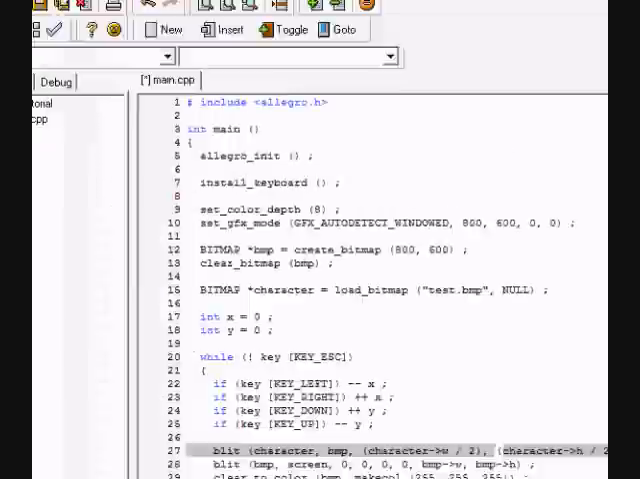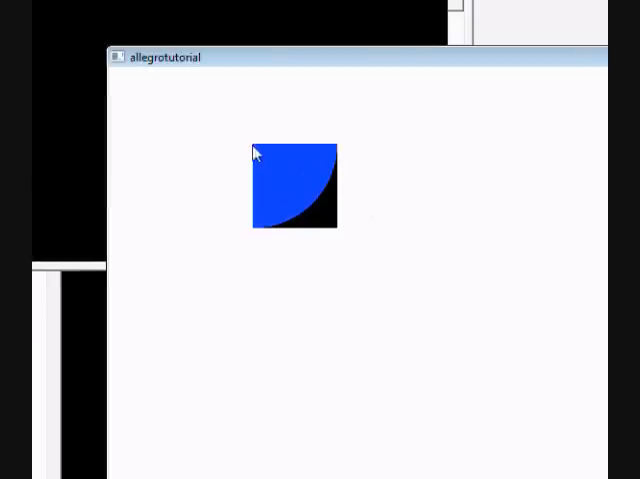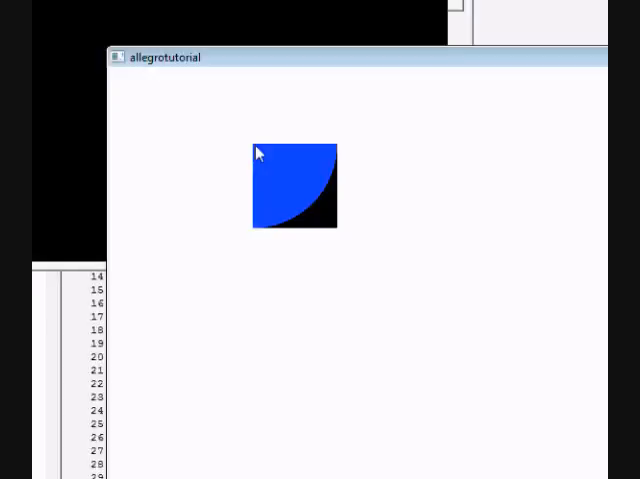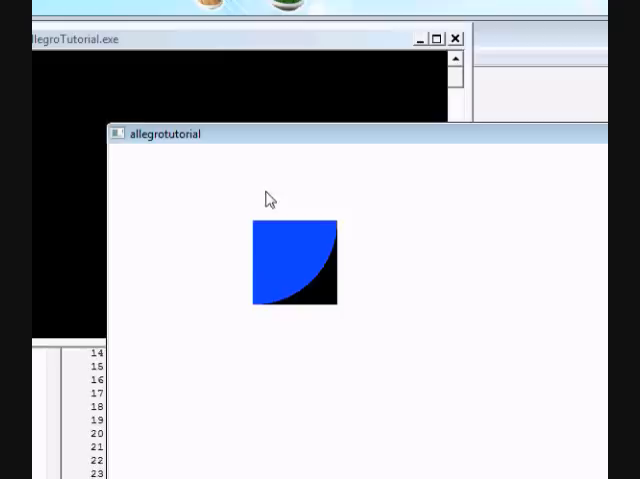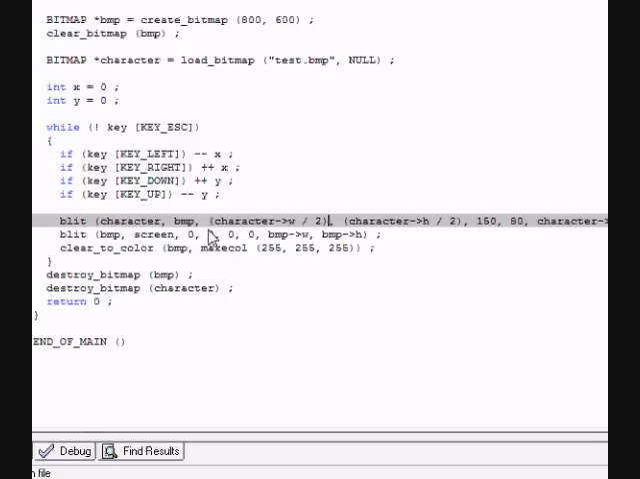Now, the reason that we could see the whole thing is because at 0, 0, that is the actual top left corner of the bitmap. You're not actually transferring any distance from the X and the Y. You are actually at the top left corner there, which is why the entire image is there.